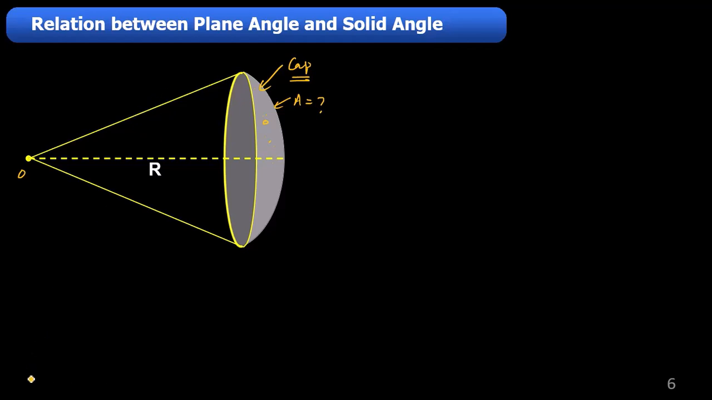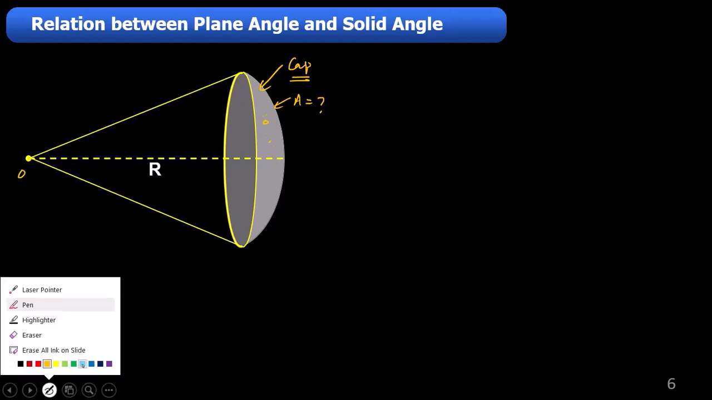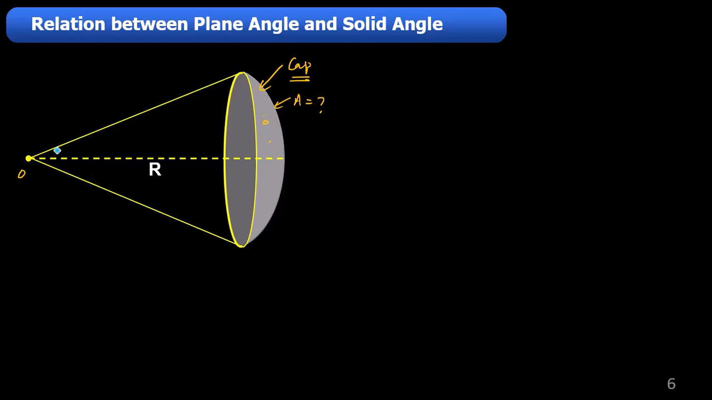In order to calculate the area, I have to do the integration. For that I have to take the element. Let us say I am moving by an angle theta in this direction, and then further moving by an angle d theta, I reach an element of this particular section. This is the element that I am talking about. What is the shape of the element? The shape of the element is a ring-like structure.